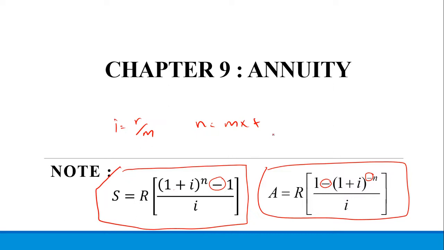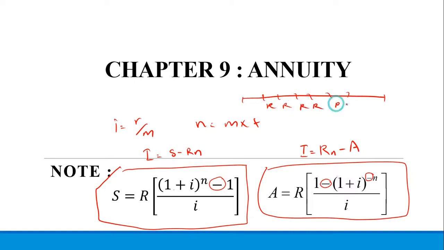Make sure you know that for the S, I equal to S minus Rn, but for this case I equal to Rn minus A. You can see that when you do any timeline, this is R, the A is at the front, S is at the back, so Rn minus A, and for the S at the back, so S minus Rn. That's all. Thank you.